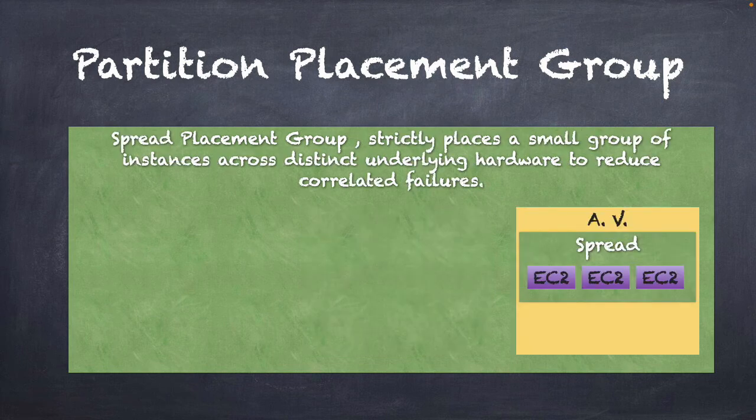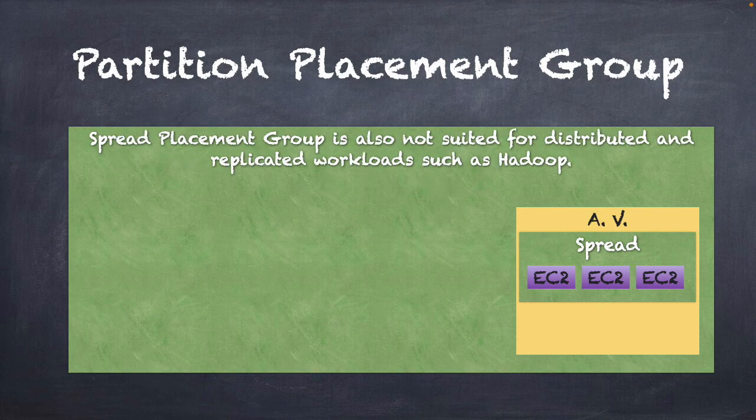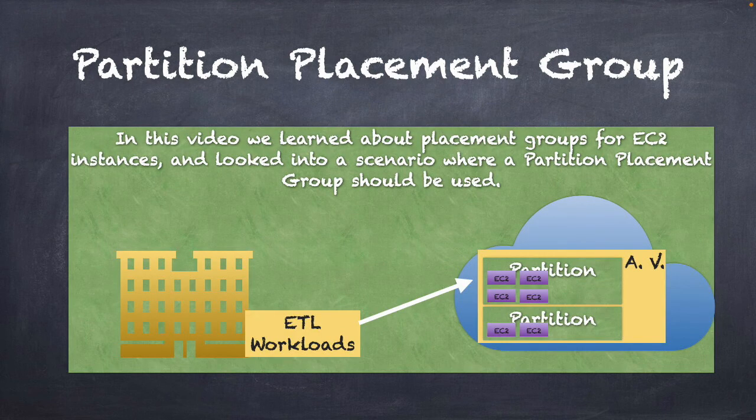And also spread placement group is strictly placing a small group of instances across distinct underlying hardware to reduce correlated failure. And it is also, similar to the cluster placement group, not suited for distributed and replicated workloads such as Hadoop. In this video, we learned about placement group for EC2 instances and looked into a scenario where a partition placement group should be used.